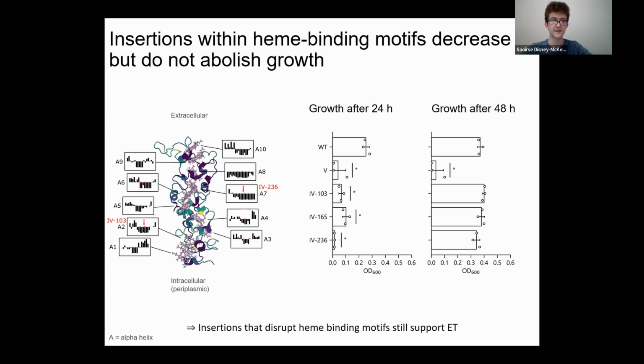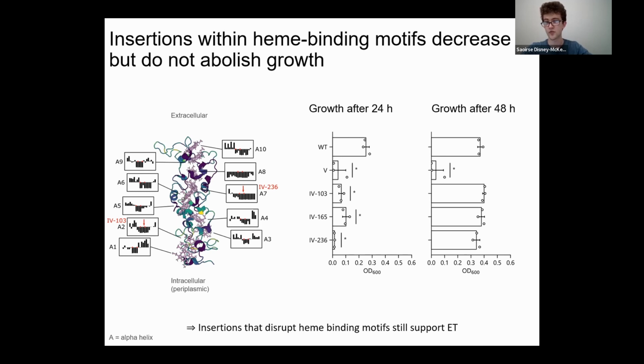And given that these are pretty drastic disruptions of MtrA structure, we think that this indicates that insertions that disrupt the heme binding motif still support electron transfer. So here it just depends on what's rate limiting in the metabolism of the organism and how much the loss of a particular heme is going to interrupt electron flow.